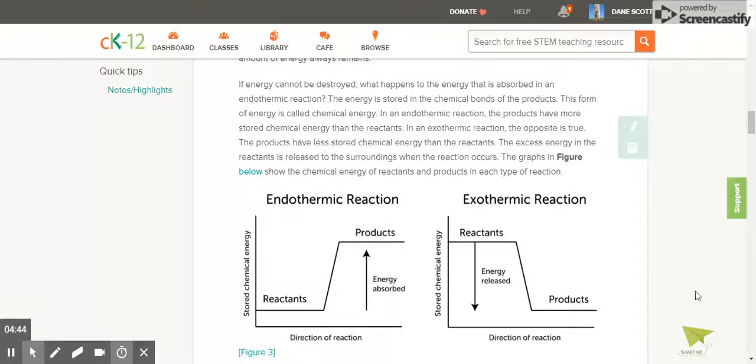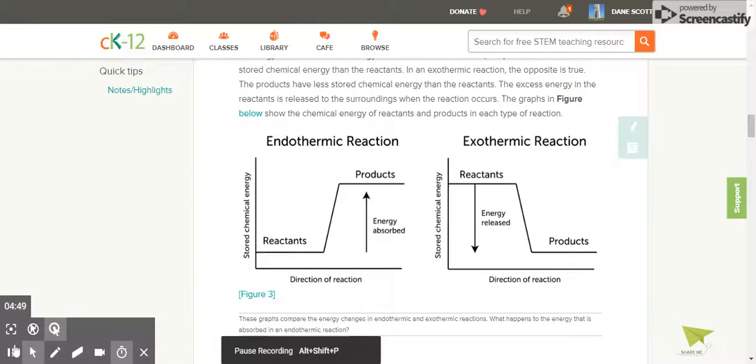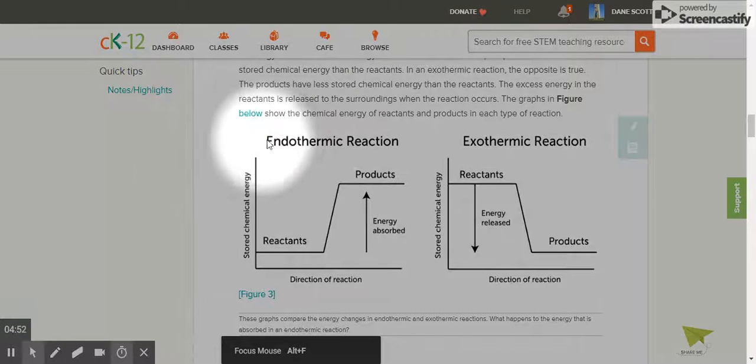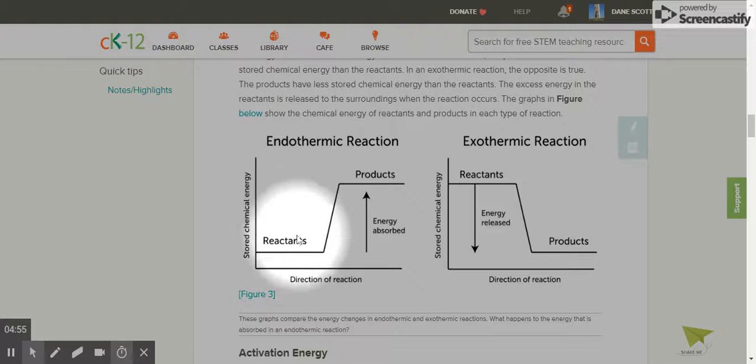The graph in the figure below shows the chemical energy of reactants and products in each type of reaction. Notice in an endothermic reaction here, we have the reactants, that's the stuff going into the reaction, and the products coming out of the reaction. This is stored chemical energy, right? The reaction is moving along this direction. So the reaction starts right there. Energy is absorbed, and we have the products, right? So this might be carbon dioxide and water, and the plant undergoes photosynthesis and makes glucose and oxygen. The products have more energy than the reactants.